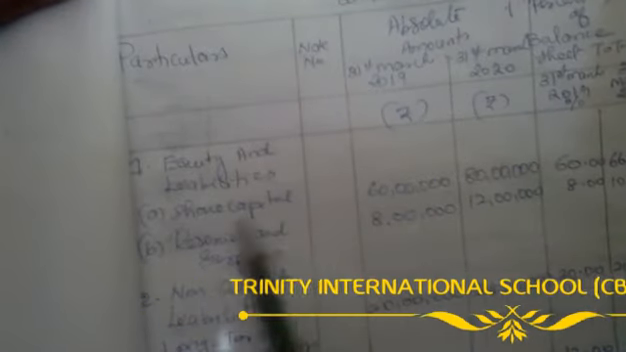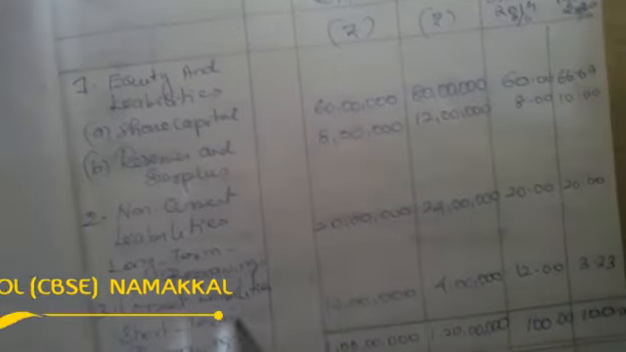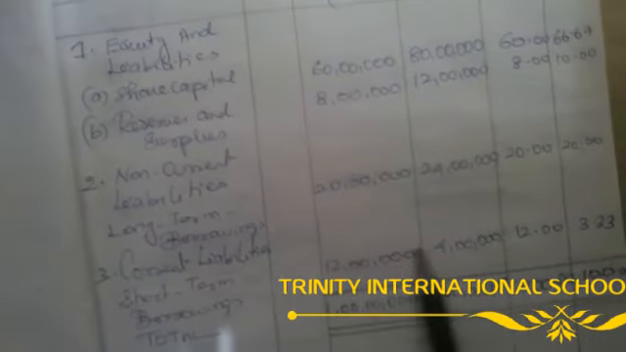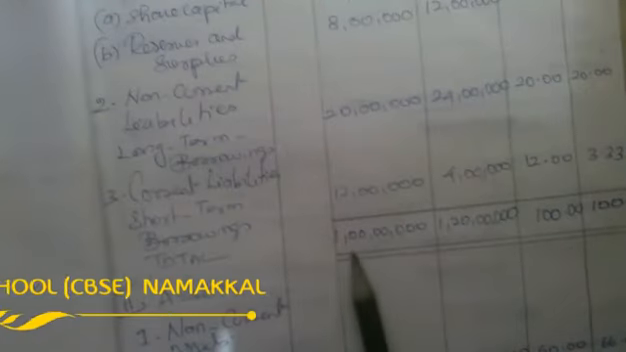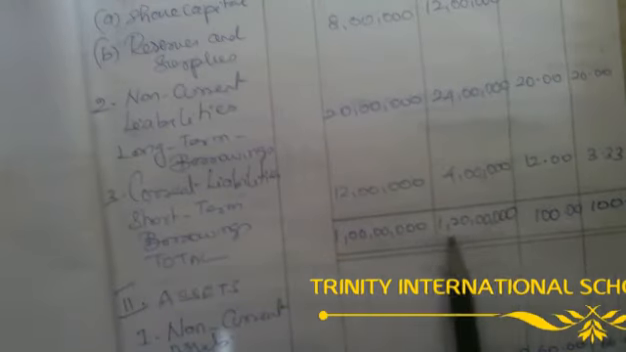Okay, equity and liabilities: share capital 60 lakhs and 80 lakhs, and reserves and surplus 8 lakhs and 12 lakhs, and non-current liabilities under that long-term borrowing 20 lakhs, 24 lakhs, current liabilities under the short-term borrowings 12 lakhs and 4 lakhs. Okay, the liabilities total is 1 crore. So the zero is very important. How many zeros do I put here? 1 crore, and this is 1 crore 20 lakhs.